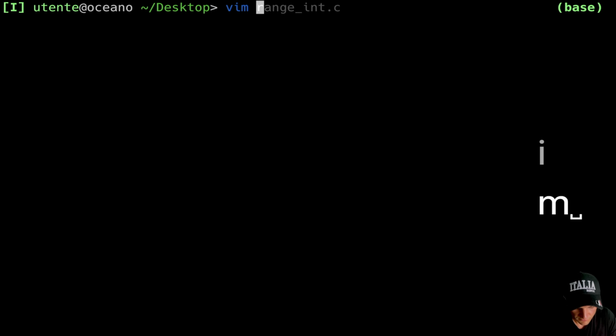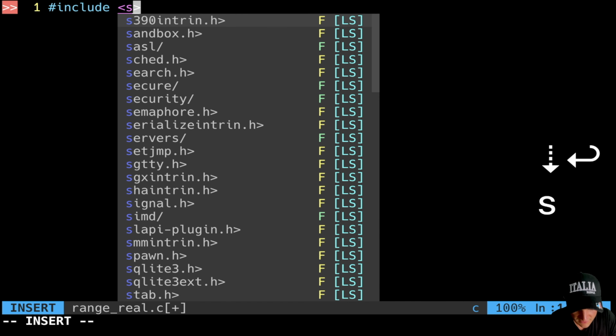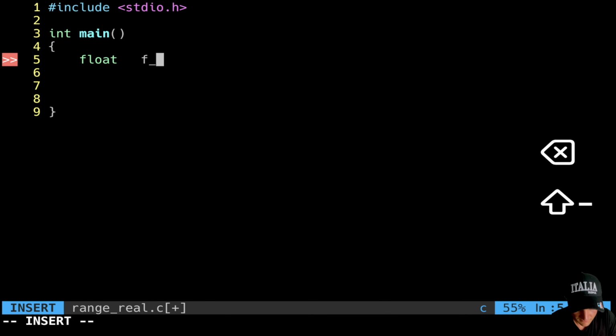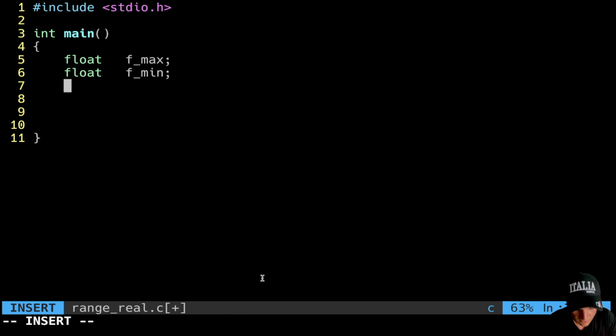So let's do vim range real.c. We're going to include stdio.h as always, and let's make a main. float max. Then we declare float min. And then I'm also going to use a mantissa.